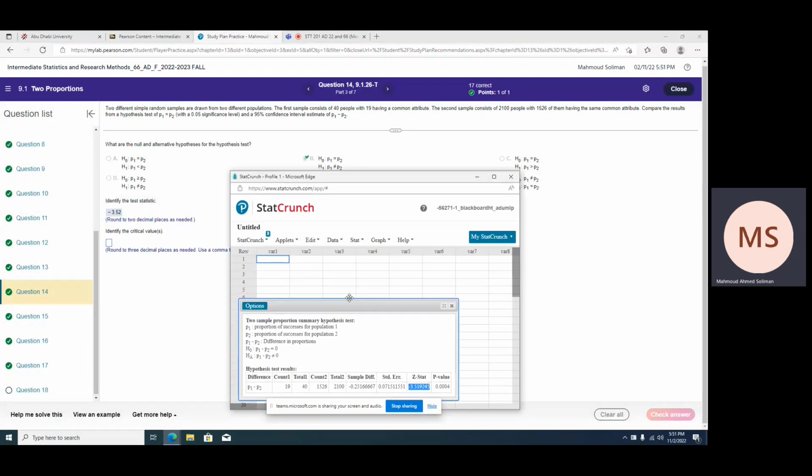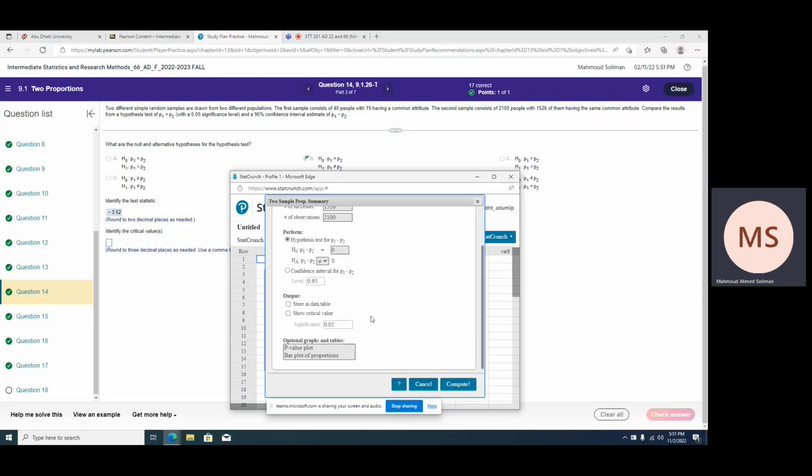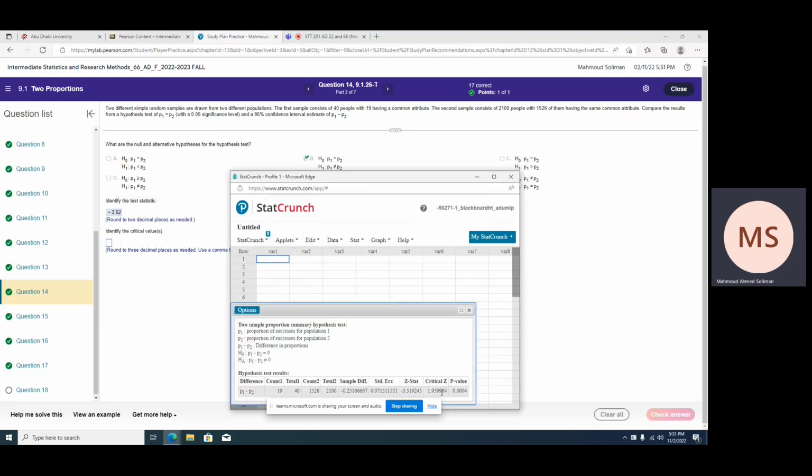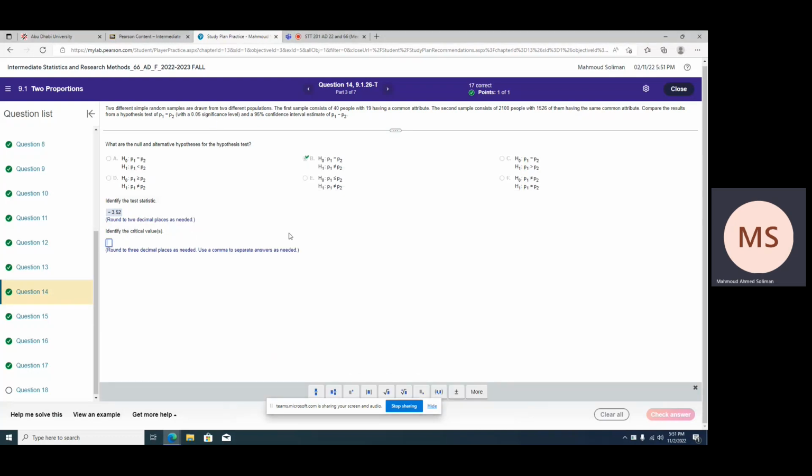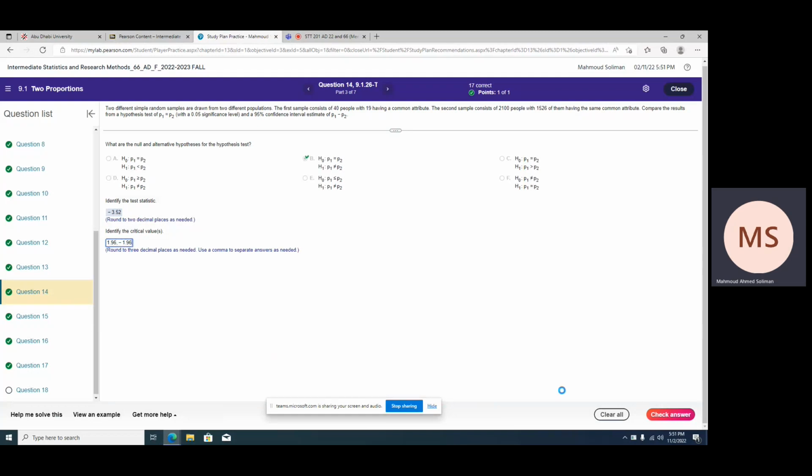Critical values. Just do edit, show critical value, and we'll put the alpha. Then we have critical Z. So it's two-tailed, so we'll do 2 critical values because it's two-tailed. Wait, it's 3 decimals. What was it? Yeah. Question 14 now. So we'll do this.